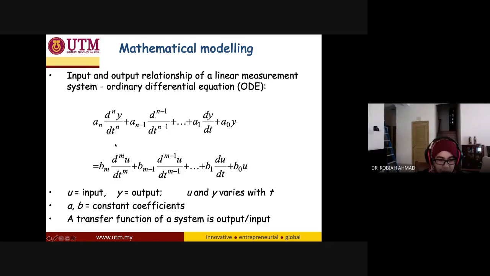And when we want to analyze the system, what we usually do is we find the transfer function. What is a transfer function? The system output over the system input.